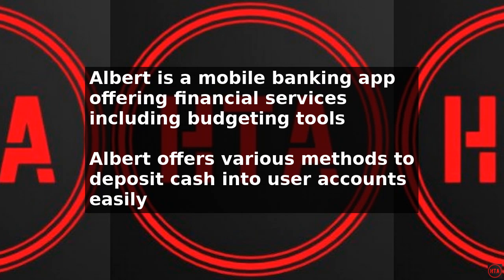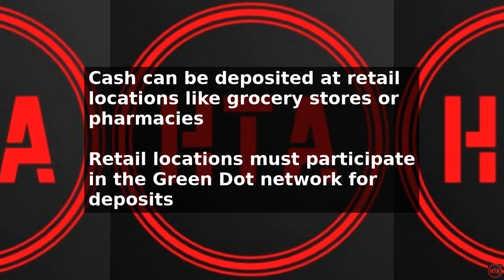You can deposit cash at a retail location such as a grocery store or pharmacy that participates in the Green Dot Network. You can also deposit cash at an ATM that accepts cash deposits. To deposit cash at a retail location, you will need to take your Albert debit card and a valid government-issued ID to the retail location.